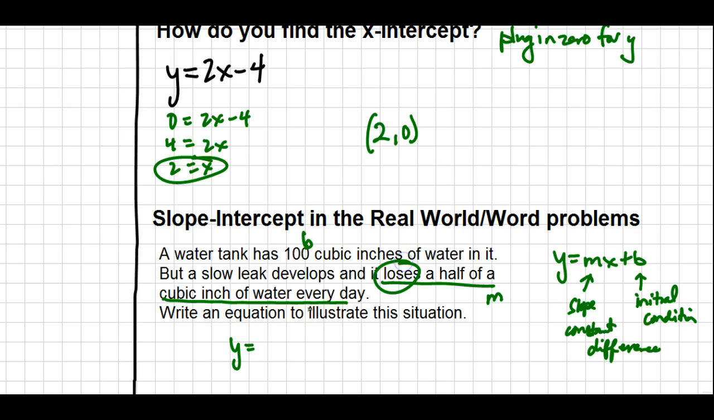Since it's losing water, we know that that number should be negative. And then it starts with 100. So there's our equation in slope-intercept form.